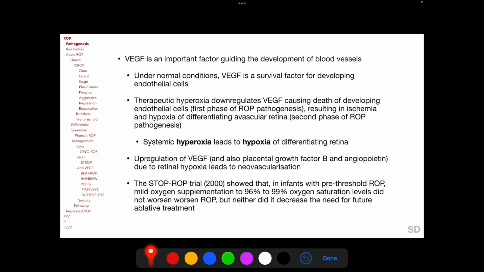Vascular endothelial growth factor is an important factor guiding the development of blood vessels. Under normal conditions, VEGF is a survival factor for developing endothelial cells. Therapeutic hyperoxia from supplemental oxygen therapy initially downregulates VEGF, causing death of developing endothelial cells, resulting in ischemia and hypoxia of differentiating avascular peripheral retina. So systemic hyperoxia leads to hypoxia of differentiating avascular peripheral retina, and this is very important to understand in the pathogenesis of ROP. This hypoxic differentiating avascular peripheral retina secretes VEGF and other growth factors which lead to neovascularization.